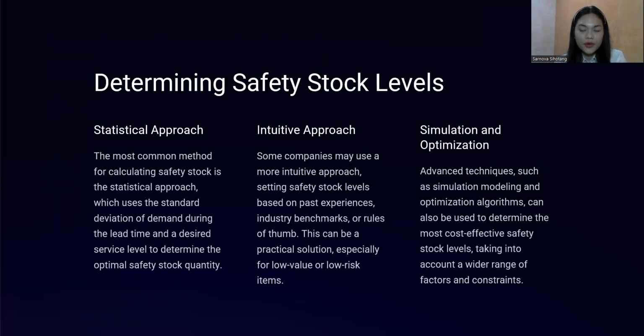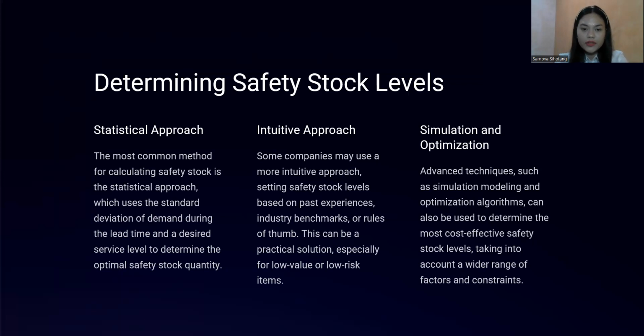Determining safety stock levels. Statistical approach. The most common method of calculating safety stock is the statistical approach, which uses the standard deviation of demand during the lead time and desired service level to determine the optimal safety stock quantity.